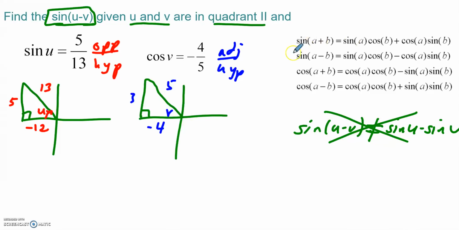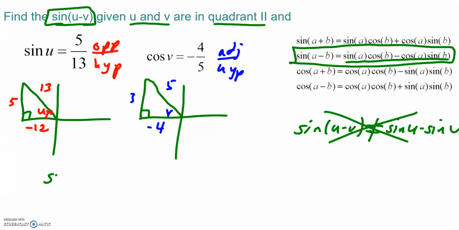What instead we would do is think about what we've been using in the last couple of videos. If I want to find sine of an angle minus an angle, it is the same as sine times cosine minus cosine times sine with the angles reversed. So if I wanted to relate it to this problem, instead of a minus b, we would have sine of u minus v is the same as sine of the first angle u times cosine of the second angle v minus, again the sign stays the same.